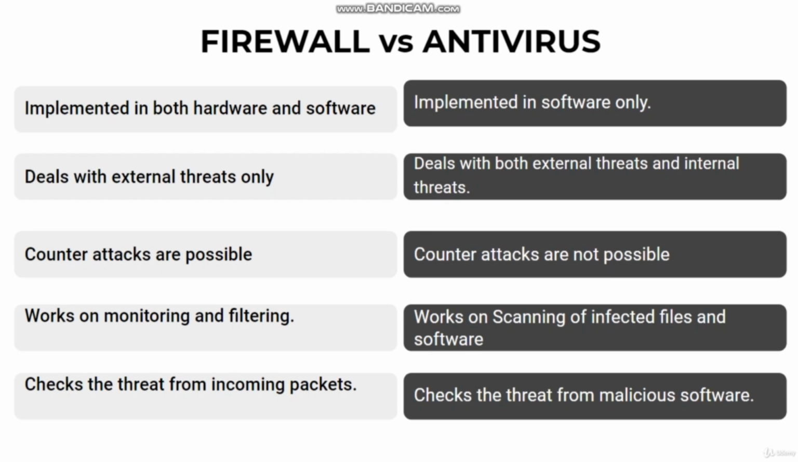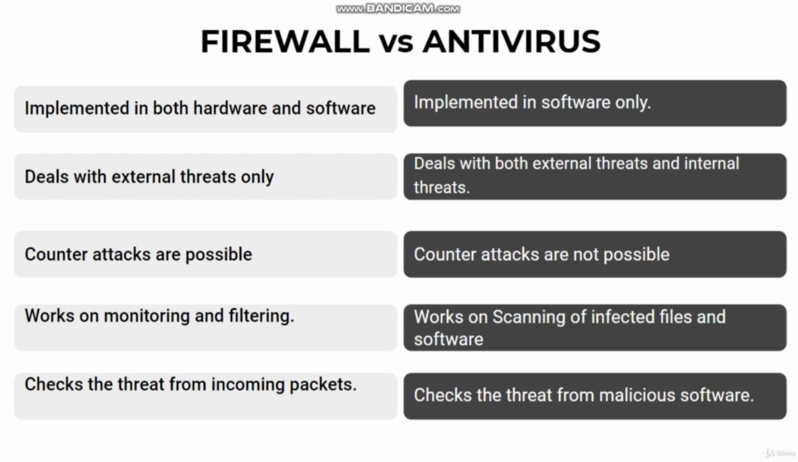Welcome back to the last lecture of our section, in which we will discuss what a firewall is and what the differences are between a firewall and antivirus. As you can see, a firewall is implemented in both hardware and software, whereas antivirus is just software, so it is implemented in software devices only. A firewall deals with external threats, since it filters out the packets coming into the network, whereas antivirus deals with both external and internal threats.